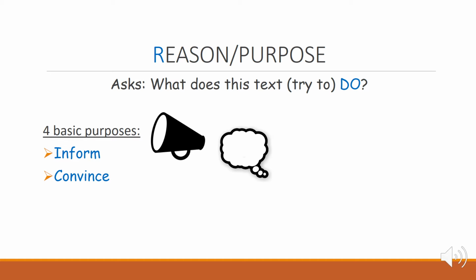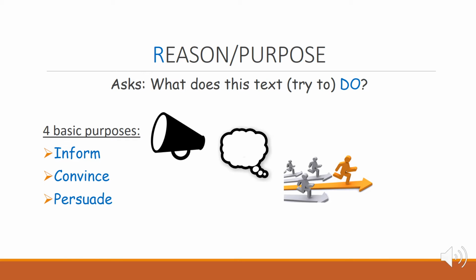On the other hand, some texts want to convince you of an opinion. They might give you facts, but they also try to sway you to believe something based on those facts. And that's all mental, which is very different from the third purpose, which is to persuade. Persuasive texts ask you to get up and do something with the things that you believe or have been convinced to believe.